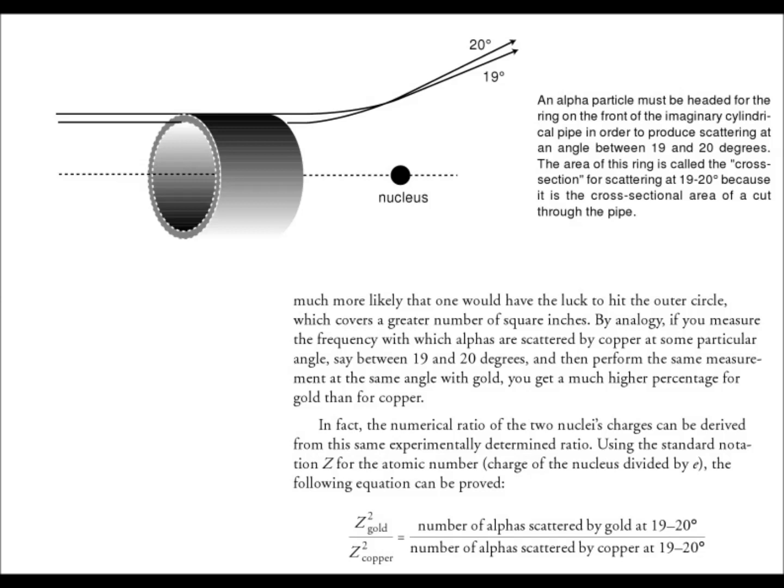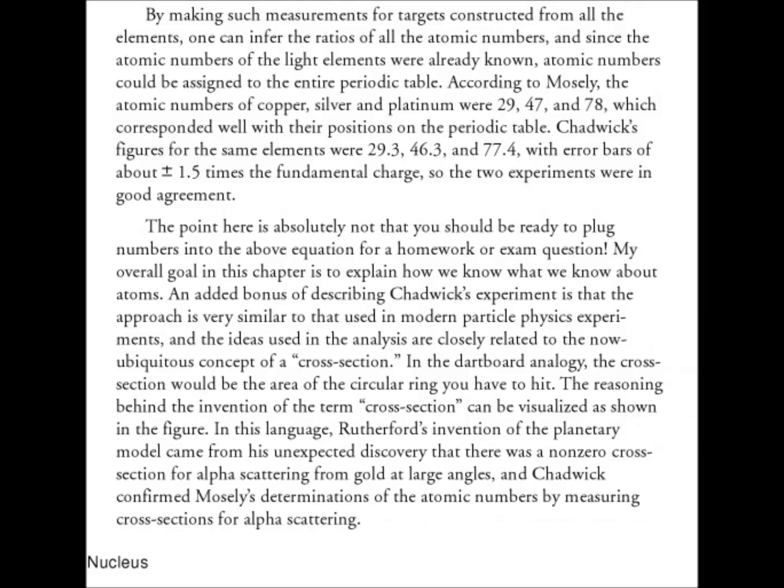Using the standard notation Z for the atomic number, charge of the nucleus divided by e, the following equation can be proved. By making such measurements for targets constructed from all the elements, one can infer the ratios of all the atomic numbers, and since the atomic numbers of the light elements were already known, atomic numbers could be assigned to the entire periodic table. According to Moseley, the atomic numbers of copper, silver, and platinum were 29, 47, and 78, which corresponded well with their positions on the periodic table.